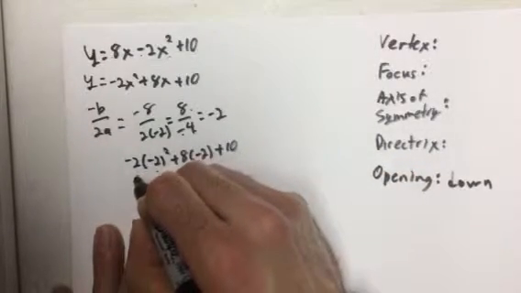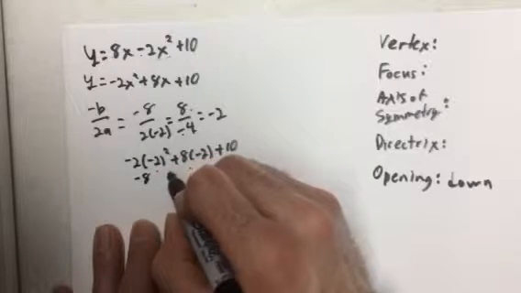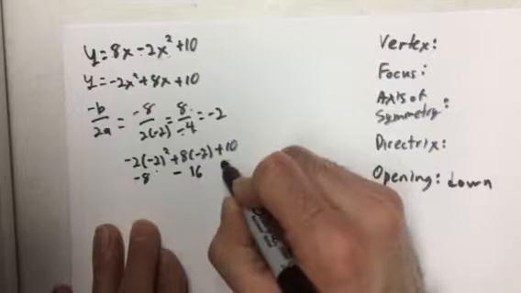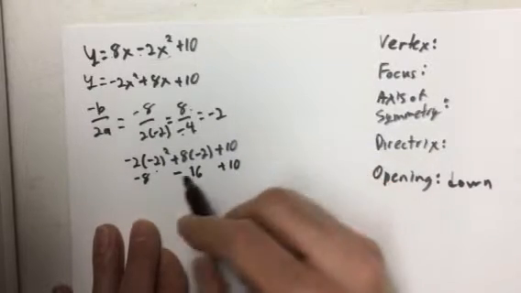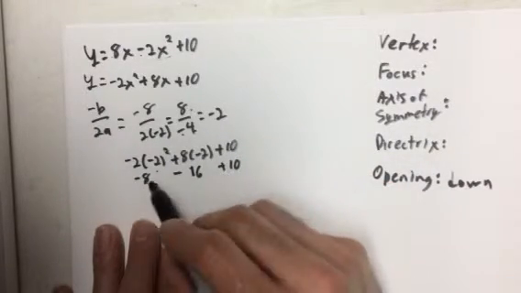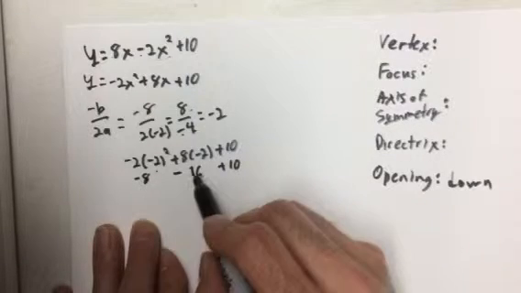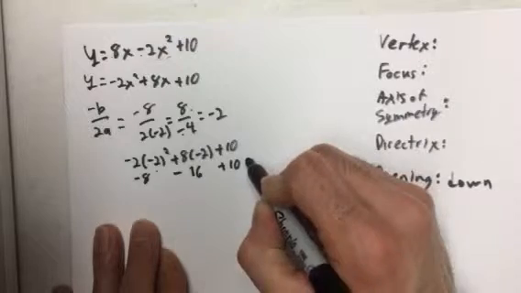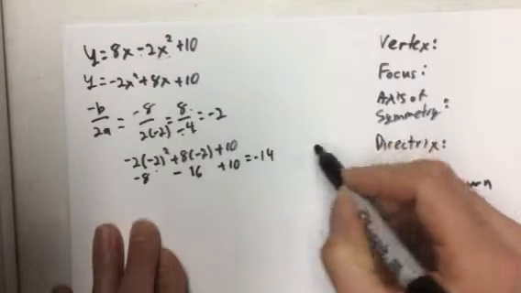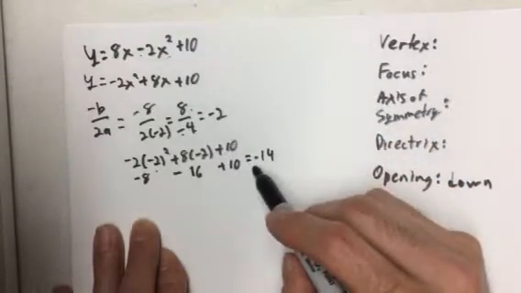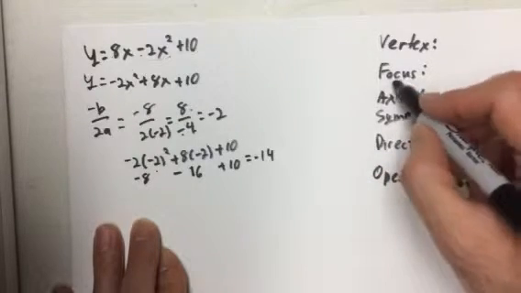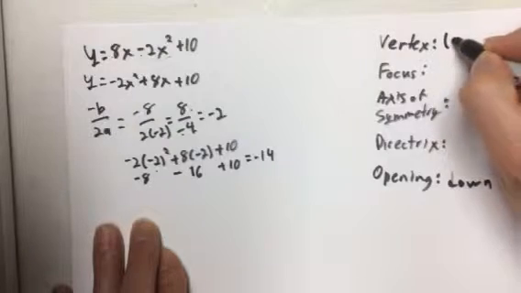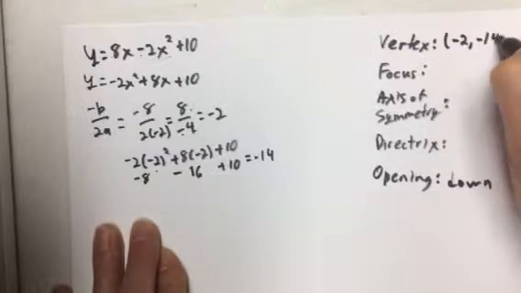Okay, so I'm just going to write that down to help myself. Negative 8. This will be a negative 16 because 8 times negative 2. And plus 10. Okay, so negative 8 and plus 10 I'll do first because that'll give me a 2. And a 2 with a negative 16 will be a negative 14. So this is going to give me overall a negative 14. So my x value is a negative 2, my y value is a negative 14. That gives me my vertex. So negative 2, negative 14.